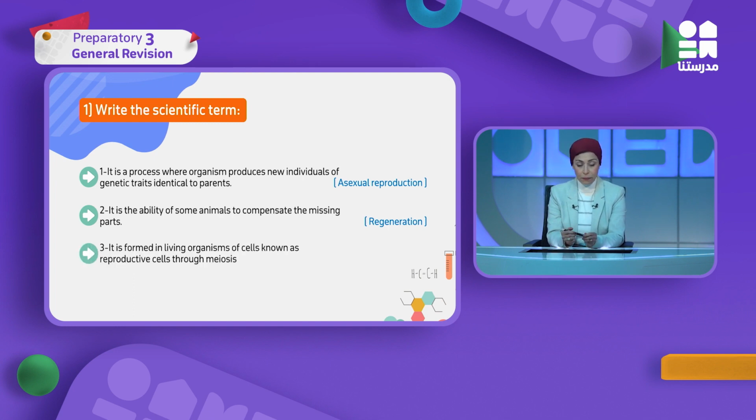The third one: it's formed in living organisms from cells known as reproductive cells through meiosis. Here he asks about something which is produced from the reproductive cells after meiosis happens to them. It's gametes. Yes, the gametes are produced from the reproductive cells, and they contain how many chromosomes? Of course, they contain haploid, or n, number of chromosomes.